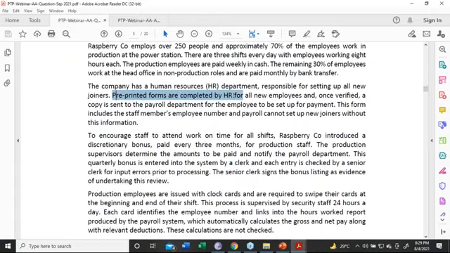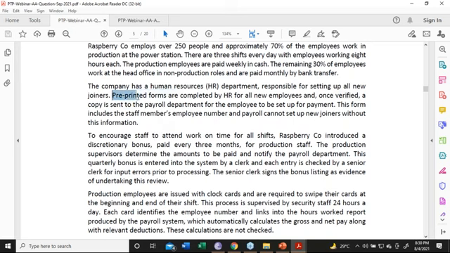Pre-printed forms are completed by HR for all new employees, and once verified, a copy is sent to the payroll department for the employees to be set up for payment. This form includes staff members, employee number, pay, and payroll cannot set up new joiners without this information. Is this another key control, that there are pre-printed forms completed by HR? So you have to copy everything from the question.